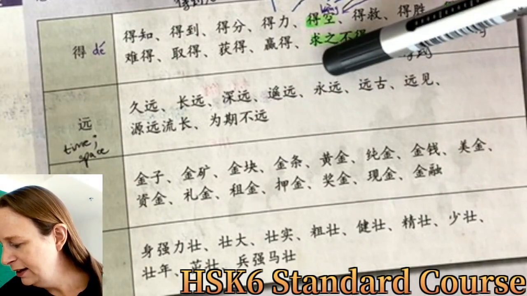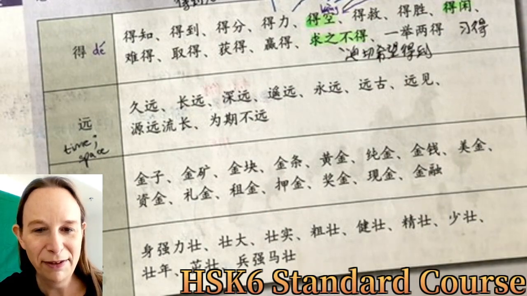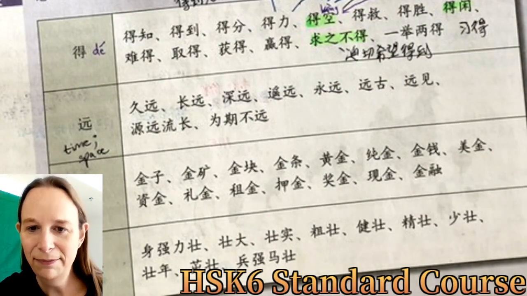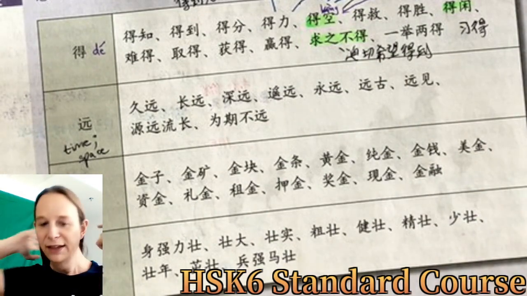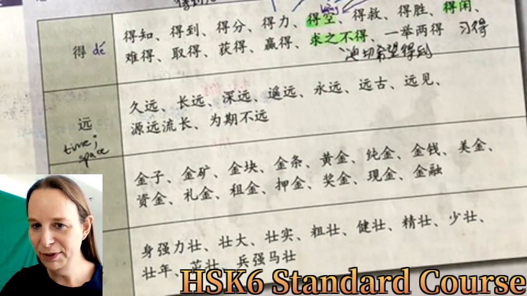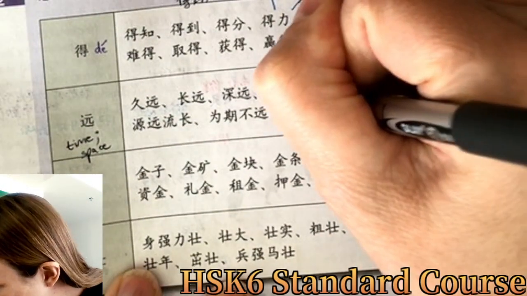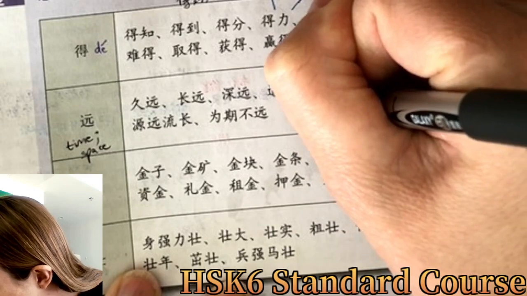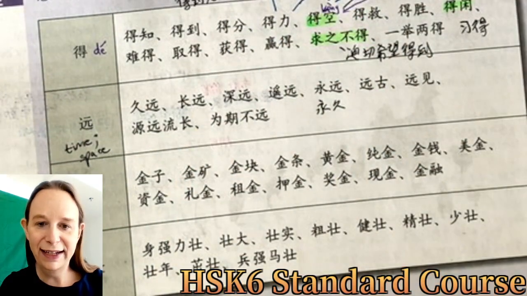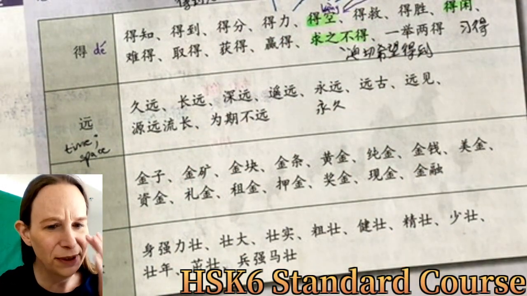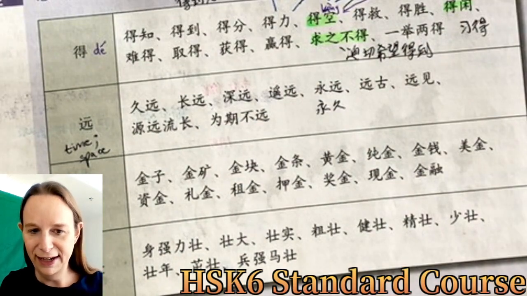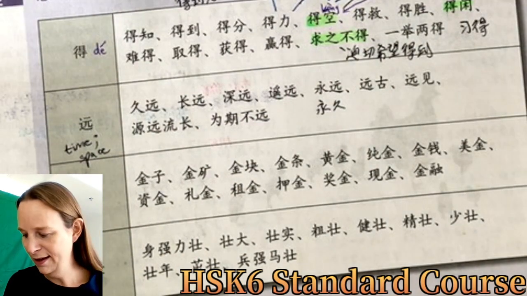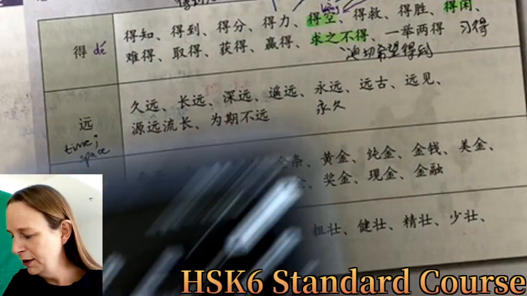All right, next. 永远. Maybe you've already studied this one. You need to differentiate between two words, 永远 and 永久. 永远 is like forever, whereas 永久 is more like indefinitely or permanently.